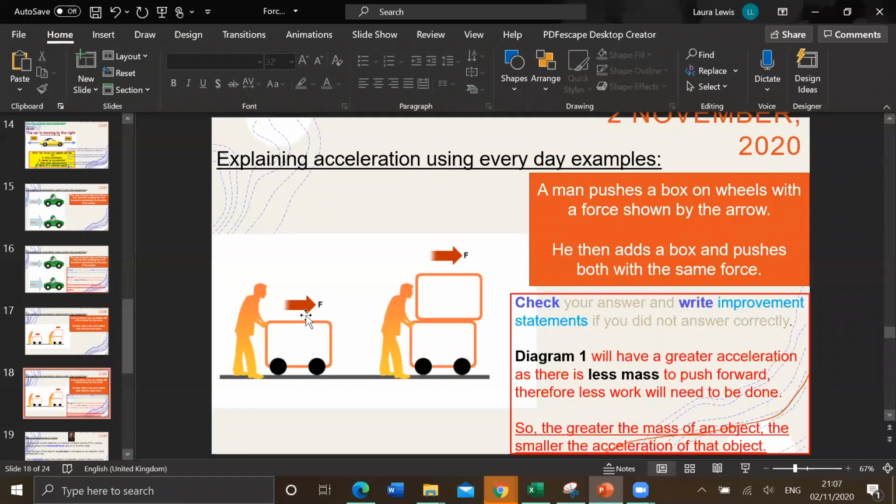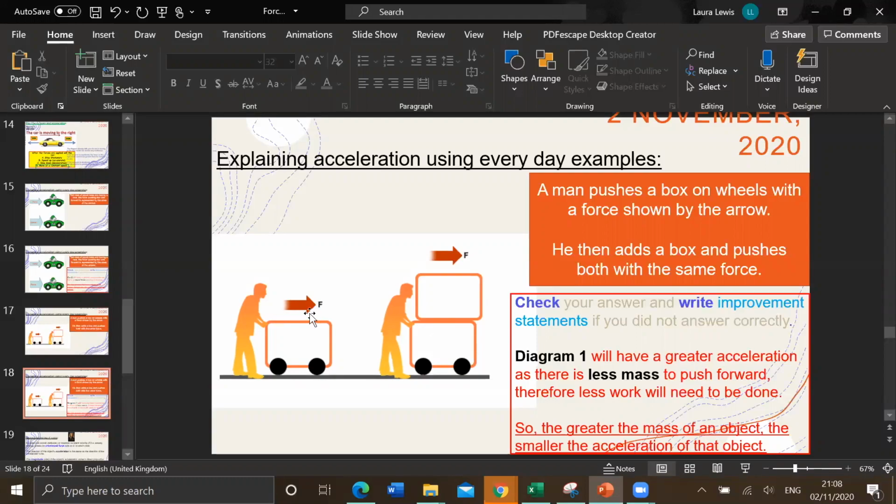Okay, so again, if it's lighter, you have less mass to push. It's like a trolley in a supermarket, isn't it? If you put more stuff in it, it's harder to push. So diagram 1 will have greater acceleration. So it's less mass to push forward. Therefore, less work will need to be done. So the greater the mass of the object, the smaller the acceleration of that object.